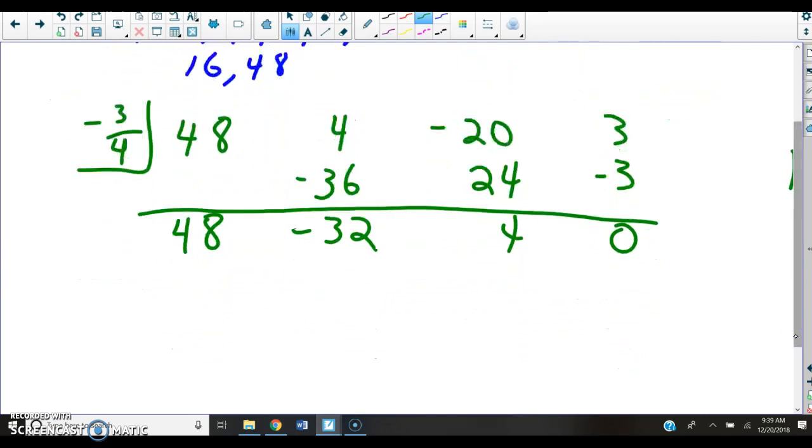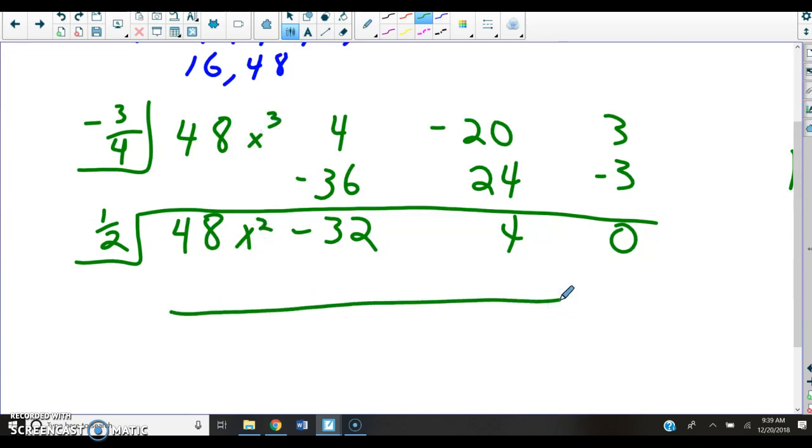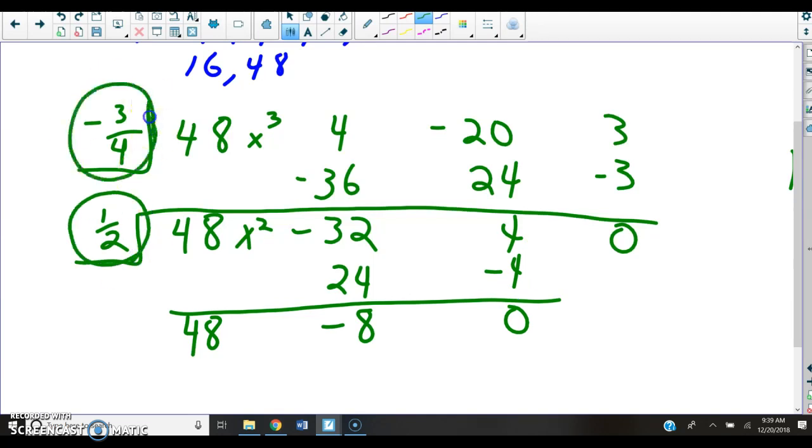Let's try the 1/2. Now remember, this was x cubed, this is x squared. 1/2 shouldn't be too bad. So we drop the 48, times by 1/2, we get 24. When we add, we get -8, times 1/2 is -4, and sure enough, we got the 0. So 1/2 is also a 0 of the function.